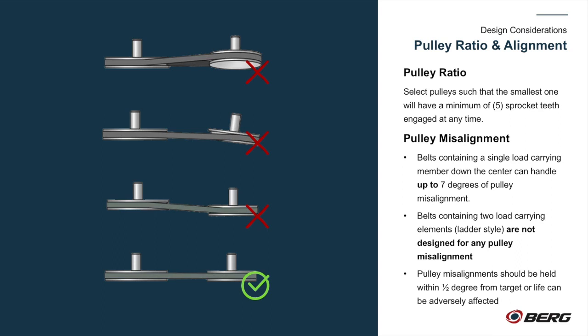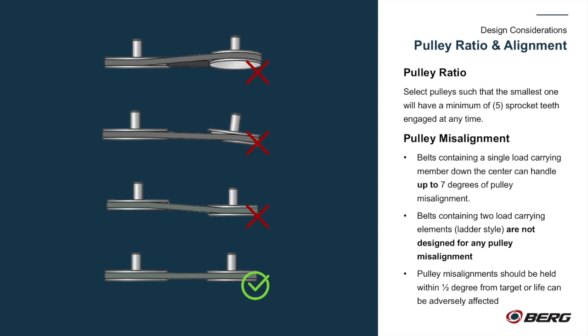If you are using a Berg molded belt that contains a single load-carrying member down the center, it is possible to have up to 7 degrees of misalignment between the sprockets. It may also be possible to rotate the output 90 degrees relative to the input shaft, provided there is enough room to properly guide the belt.